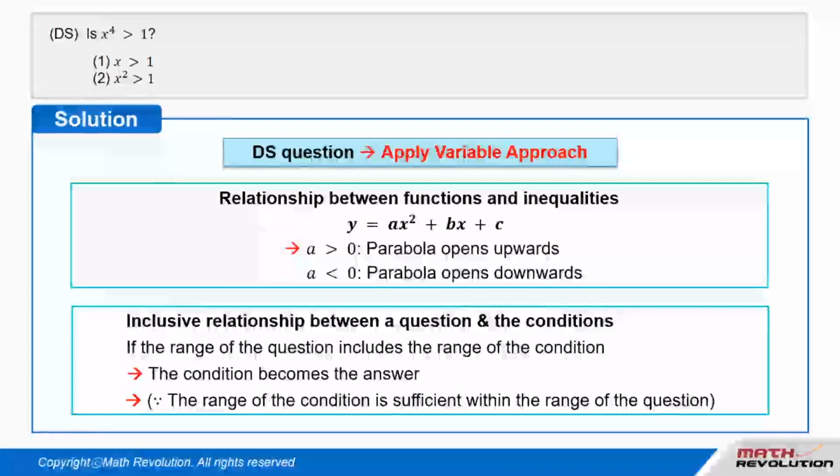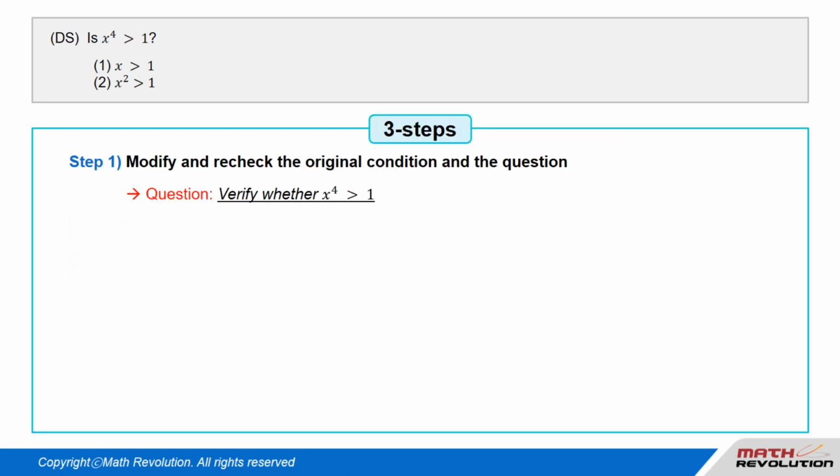The inclusive relationship between a question and the conditions. If the range of the question includes the range of the condition, then the condition becomes the answer because the range of the condition is sufficient within the range of the question. Let us follow the first step of the variable approach by modifying and rechecking the original condition and the question.